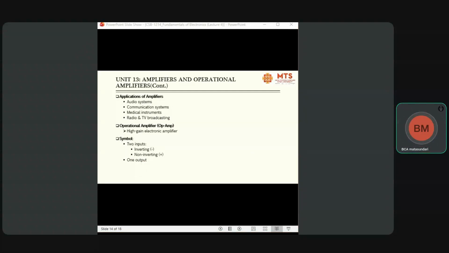Next, applications of amplifier: it is used in audio systems, communication systems, medical instruments, radio, video and TV broadcasting.